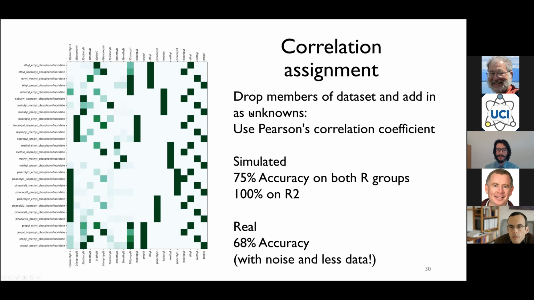And the really neat thing about this is that you can start dropping out members of the data set, redo your machine learning on it with some of those as unknown, and redo your Pearson's correlation assignment. So you're assigning all these different chemicals just based on the ones where you did know. And it usually does a very good job.